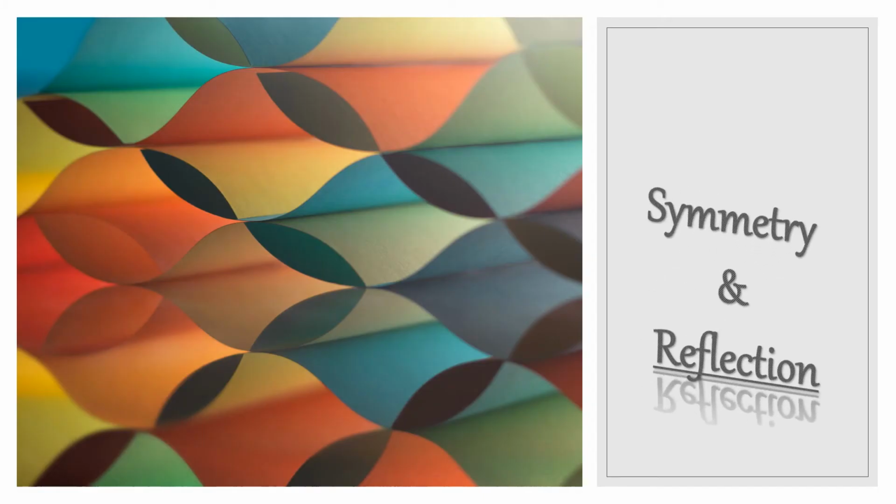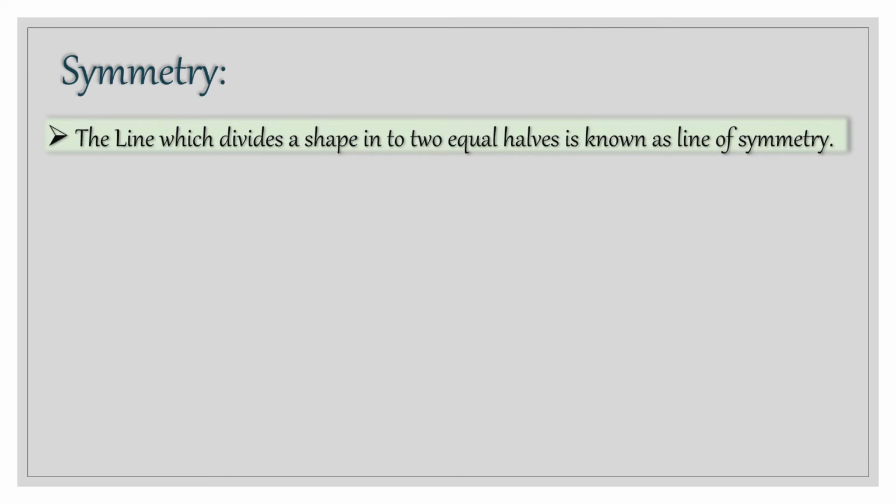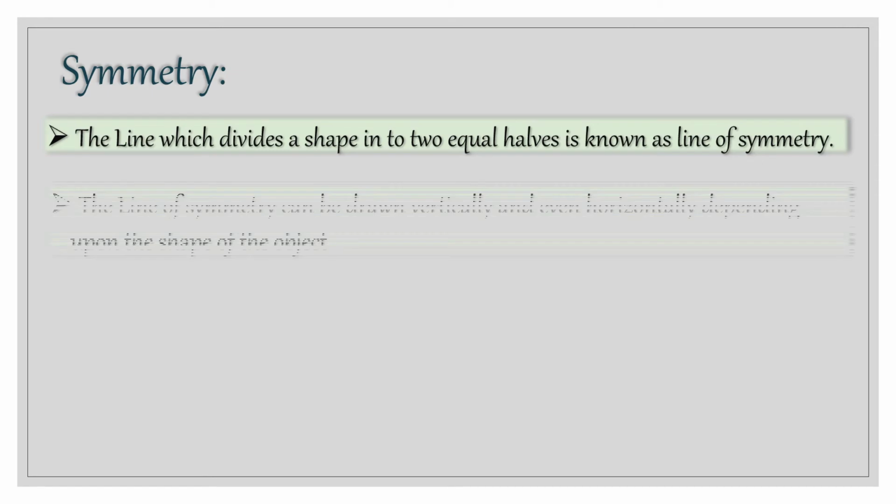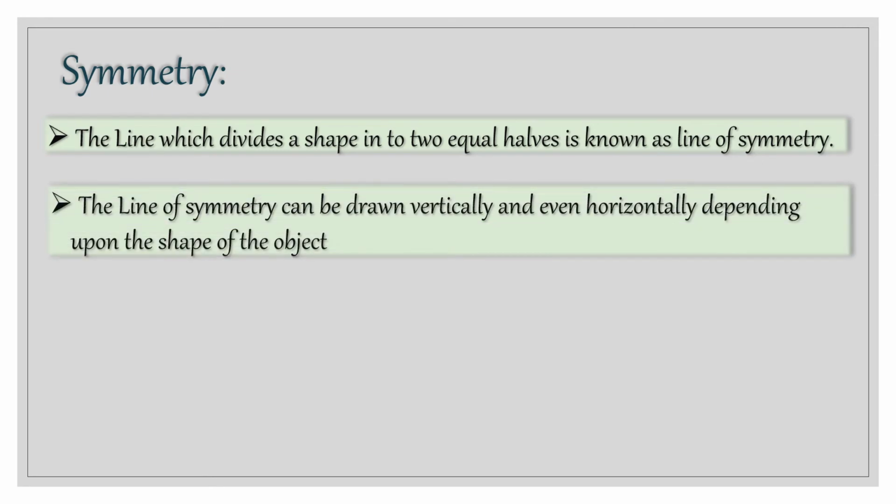Moving on to symmetry and reflection. Symmetry. The line which divides a shape into two equal halves is known as line of symmetry. The line of symmetry can be drawn vertically and even horizontally depending upon the shape of the object. So listen children, the object which can be divided into two equal halves is called symmetrical figure, and the line which divides a shape into two halves is known as line of symmetry.